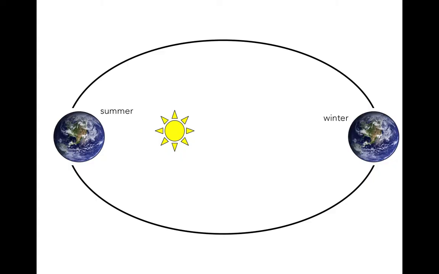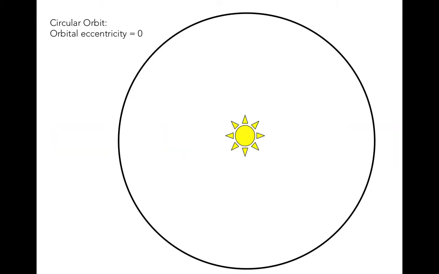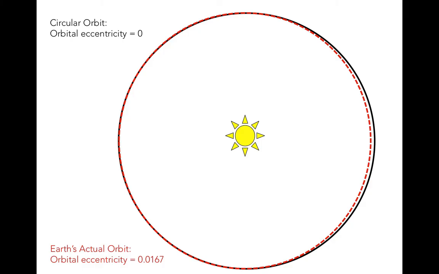The second flaw is that although the Earth's orbit is indeed elliptical, it's just barely so. Here's a perfect circle, which we say has an ellipticity of 0. The red dashed line, on the other hand, shows an ellipse with an ellipticity of 0.0167, equal to the ellipticity of the Earth's orbit. As you can see, they're not very different at all.